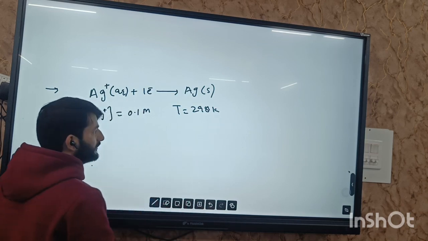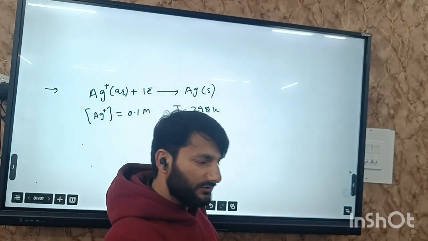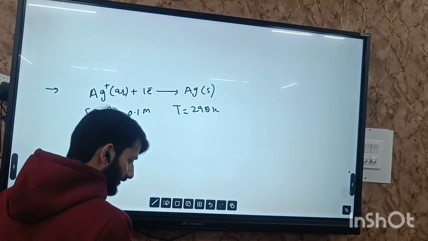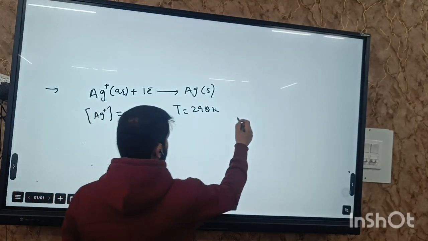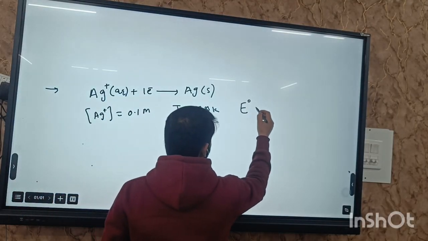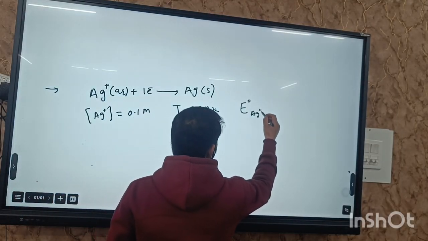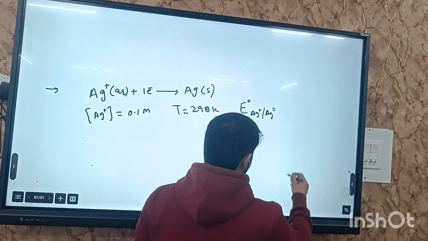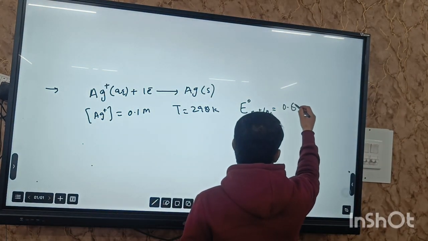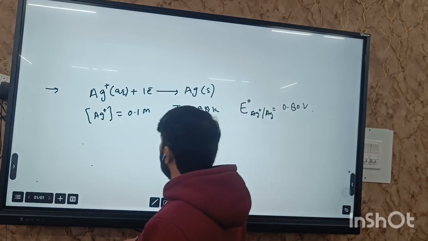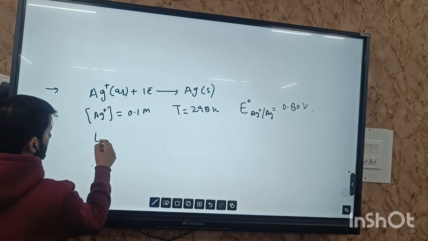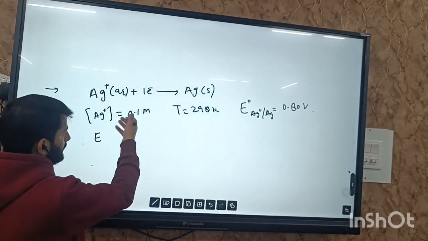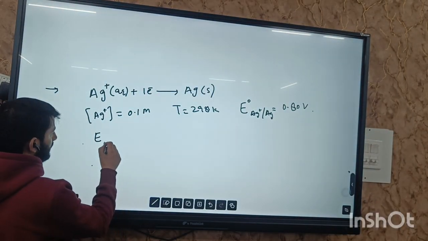Now you know the Nernst equation at 298 Kelvin. And one more thing we need is the standard reduction potential of Ag positive to Ag, which is given by 0.80 volt. Now what do you need to find out? You need to find out E at this concentration.